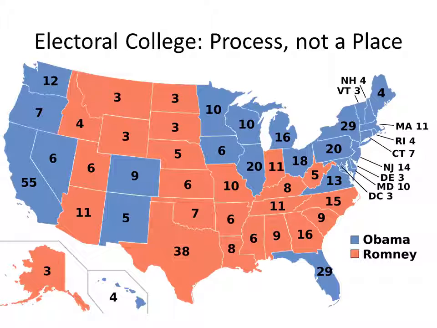There are as many Electoral College votes in total as there are senators and House of Representatives members in Congress, which is 538. So to be president, you have to get more than half of those votes.